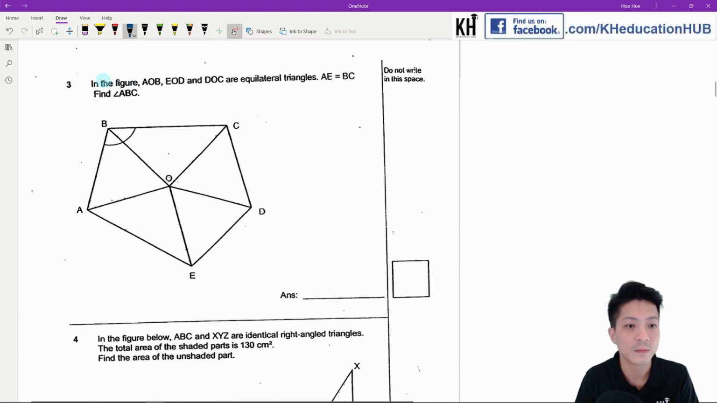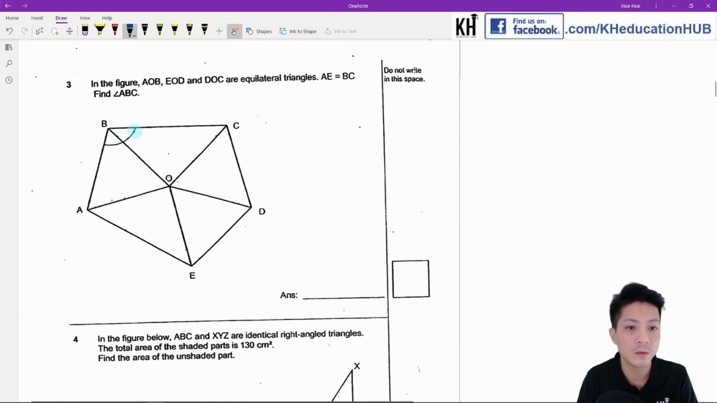Question 3. In the figure, AOB, EOD, and DOC are equilateral triangles. AE is equal to BC. Find the angle ABC, which is already marked.